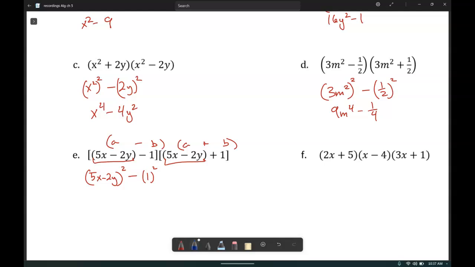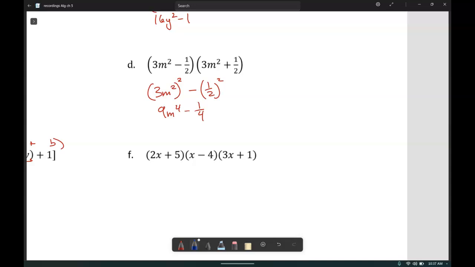Here we can use our shortcut for squaring a binomial. 5x squared minus 2 times 5x times 2y plus 2y squared. We'll bring down this minus 1. 25x squared minus 20xy plus 4y squared minus 1.